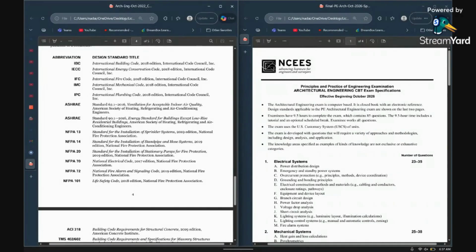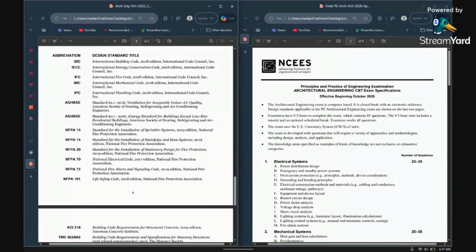If we now move to the 2026 version, you can see where my cursor is there. Normally, the handbooks are published about 6 months prior to the exam. So we're coming up on that 6 month timeline. So expect to see a new handbook for the architectural engineering exam in about 2 or so months.